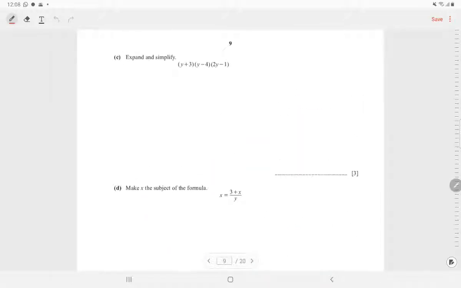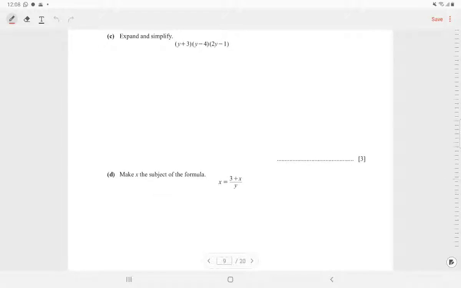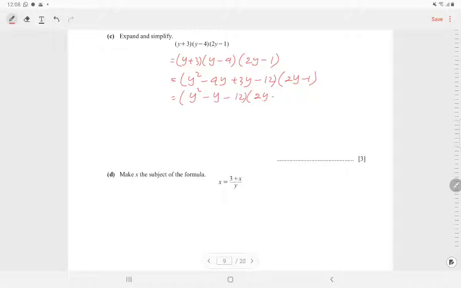Okay, next. Just expand this one. I expand the first two parentheses, y plus 3, y minus 4, and then times 2y minus 1. So we have y squared minus 4y plus 3y minus 12, times 2y minus 1. So simplify this one, y squared minus y minus 12 times 2y minus 1. Okay, expand this one. No more parentheses.